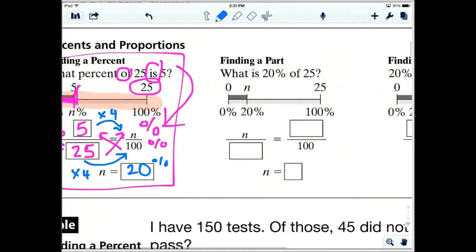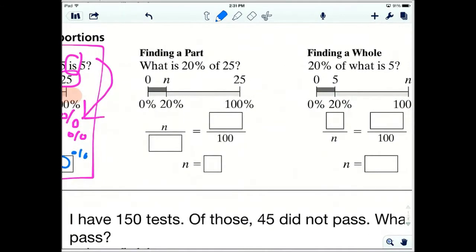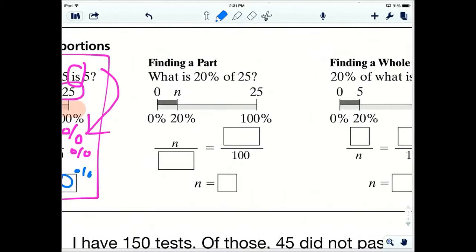Okay, let's go ahead and look at the next one, finding a part. What is 20% of 25? Same thing, guys. The total is this whole 100 that's representing the 25, and I want what is 20%. So the is the part. Okay, again, we have percent down here, guys, so I need to put 20% on top. And then of what? Of 25. So my of is going to go down here. And I don't know this top number.